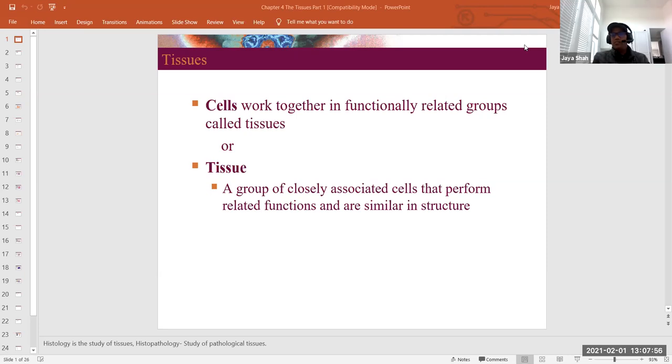Muscle and nervous, we have less amount, but epithelial and connective have a lot of parts because the muscle tissue and the nervous tissue will also be covered in detail in the muscular system and the nervous system, okay? So as you know, tissues are the group of cells which work together, and the study of the tissues is called histology. You see in my note here, histology is the study of tissues.